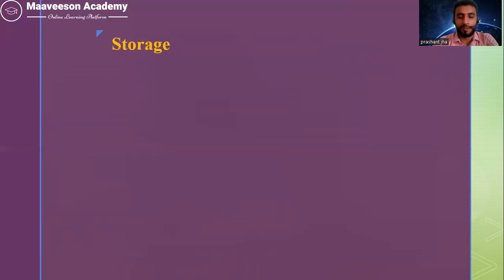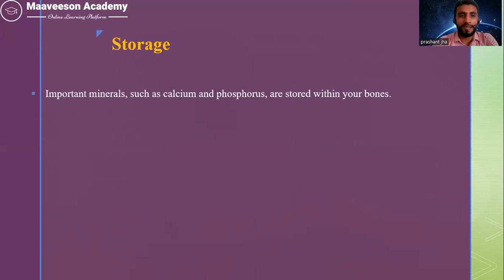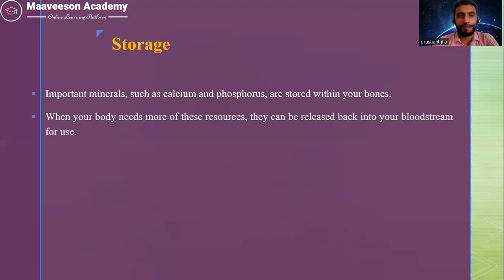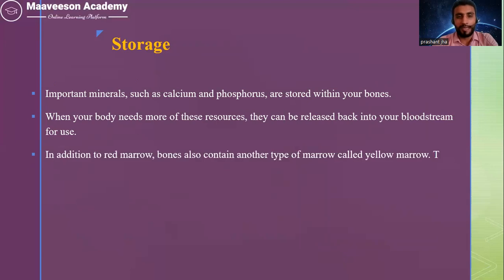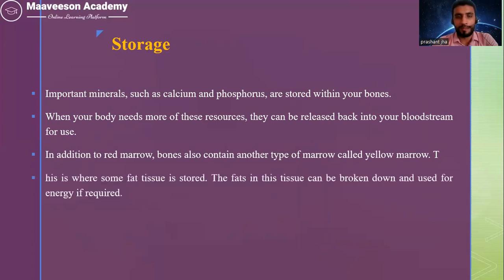Next function is the storage. So important minerals such as calcium and phosphorus are stored within the bone. When your body needs more of these resources, they can be released back into your bloodstream for use. In addition to red marrow, bones also contain another type of bone marrow called yellow bone marrow. This is where some fat tissue is stored. The fat in this tissue can be broken down and used for energy if required.